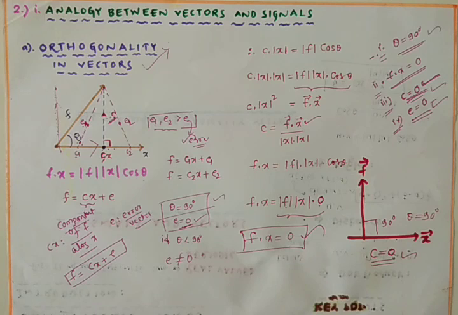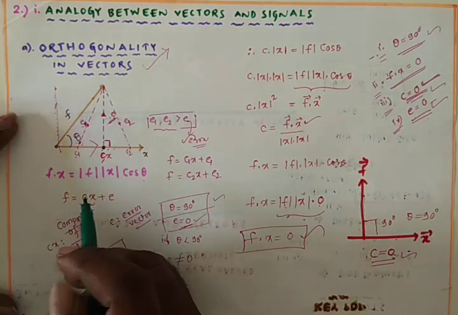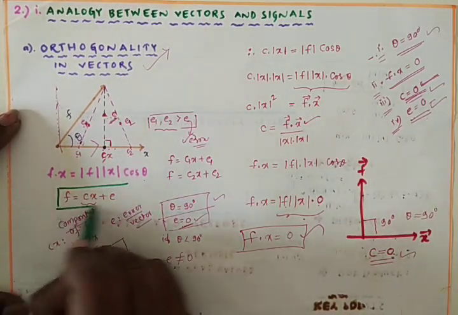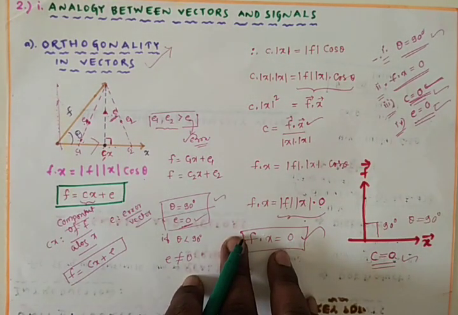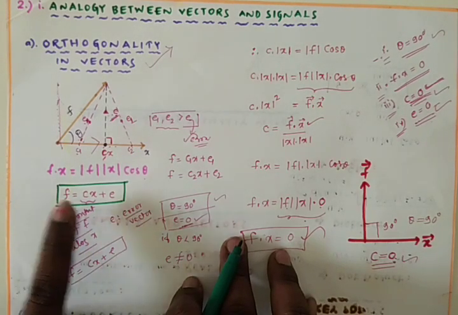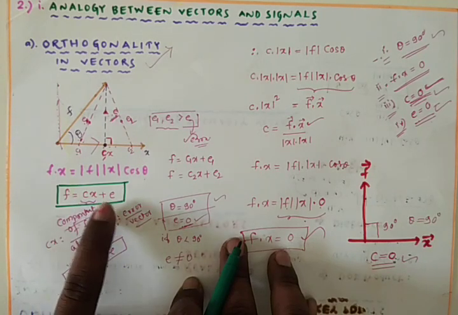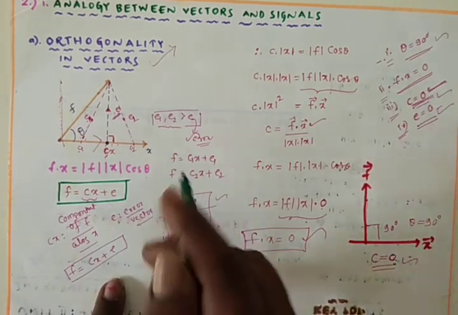If you are good at these 4 points, we can apply the same concepts to the signals also. Thank you, students. In the next class, I am going to explain the orthogonality in signals. In this entire class, what are the key points you have to note? First key point: F is equal to Cx plus E. Here F is a vector, X is a vector, C is a component and E is an error vector. If we apply the same concept to signals, F is a signal, X is also a signal, C is a component, and E is an error signal, not an error vector. This is the first point.